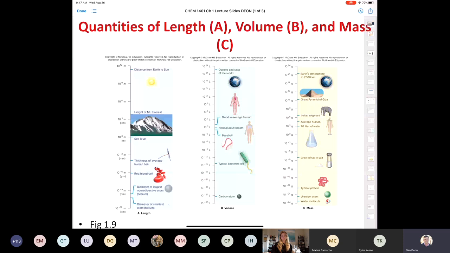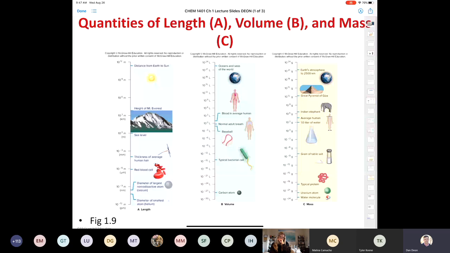All right, let's move on to the next slide. This slide is kind of an FYI slide. It shows you different quantities of length, volume, and mass. It just gives you some perspective on different sizes. So if we look at something like the size of a normal adult breath, let's just start with volume, which is in the middle. We'll just look at the volume for now.